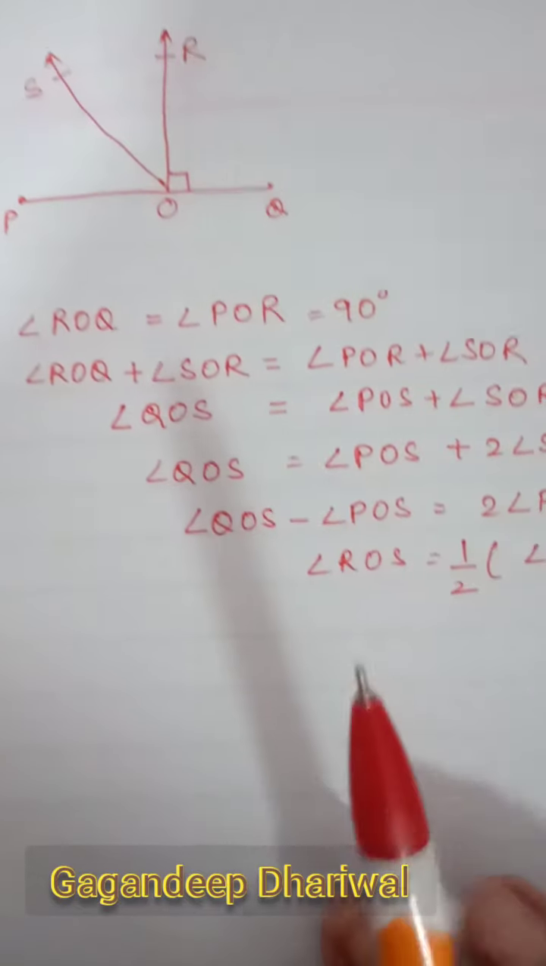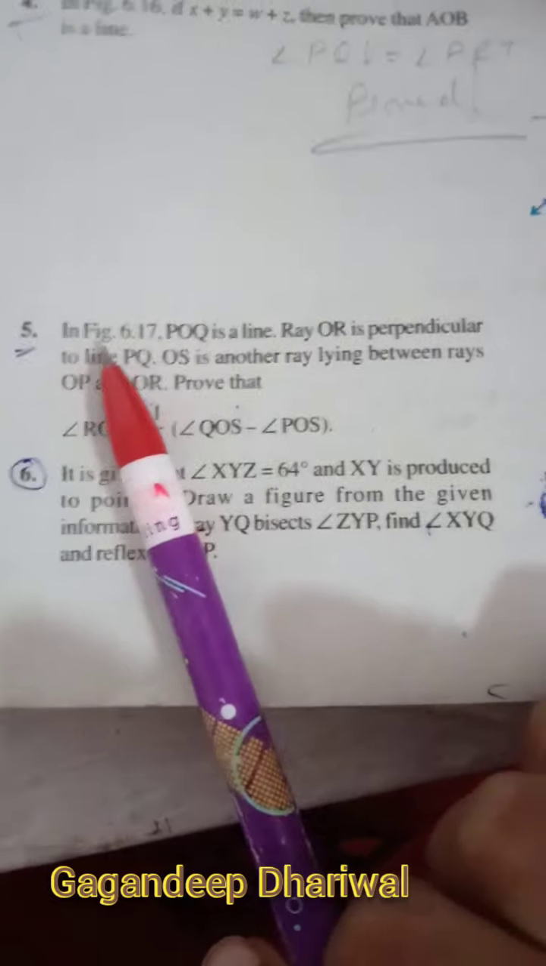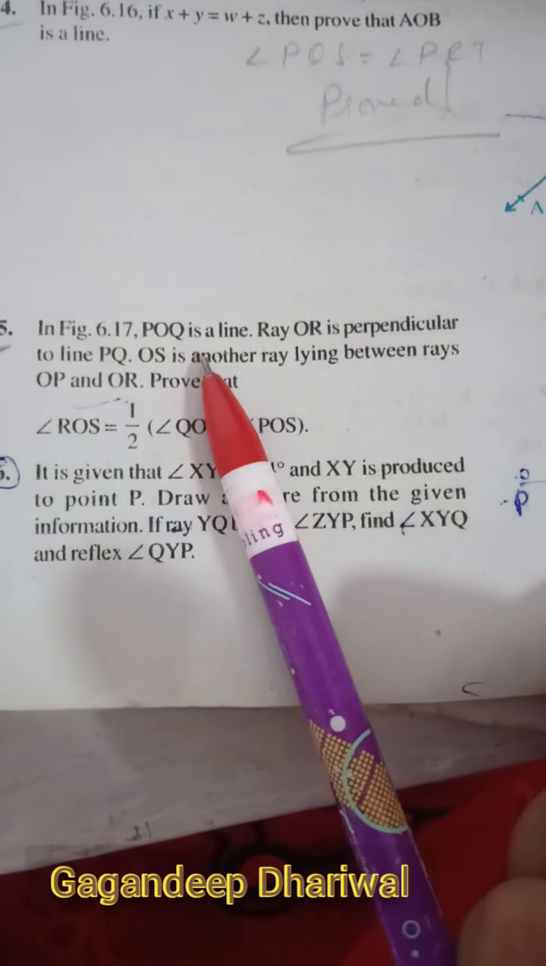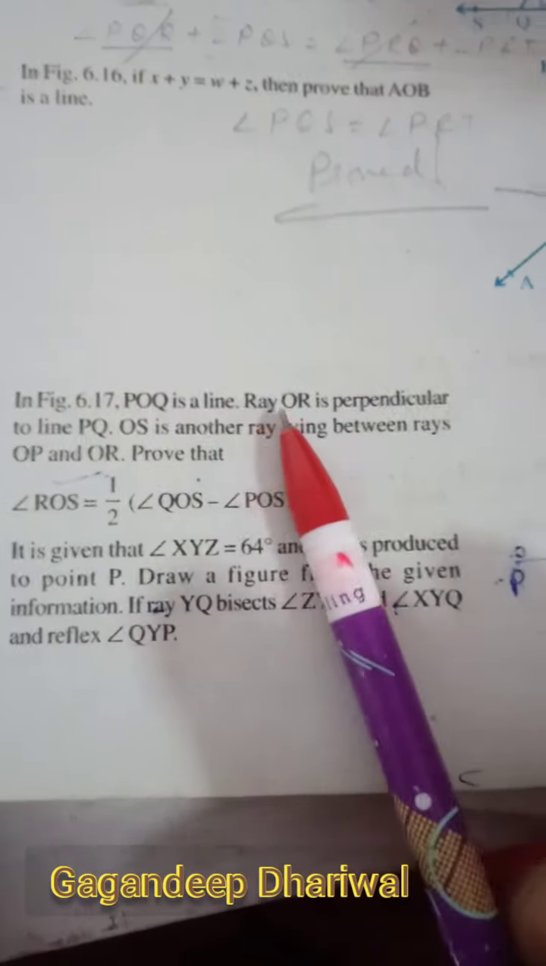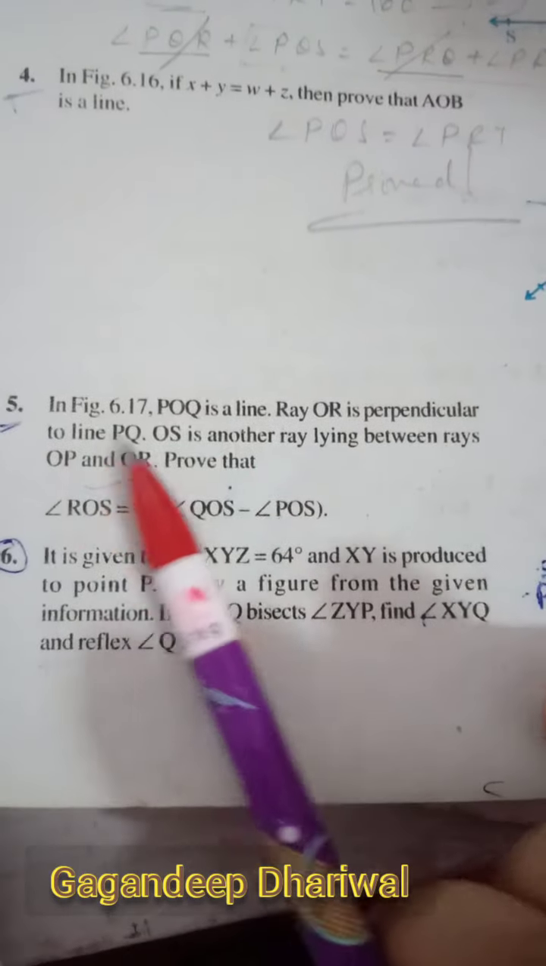See, this is the question number, this one. Okay, this is question number 5, in which this is figure 6.17. Here POQ is a line. After that it is written ray OR is perpendicular to line PQ.